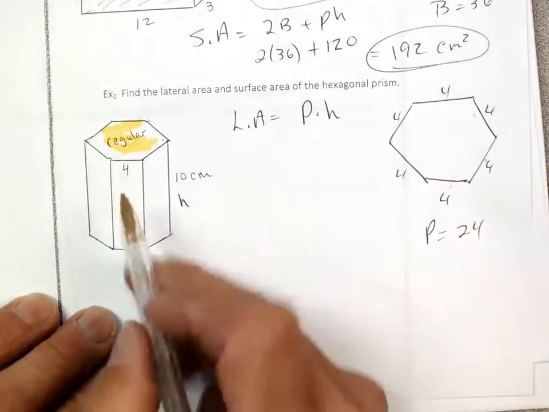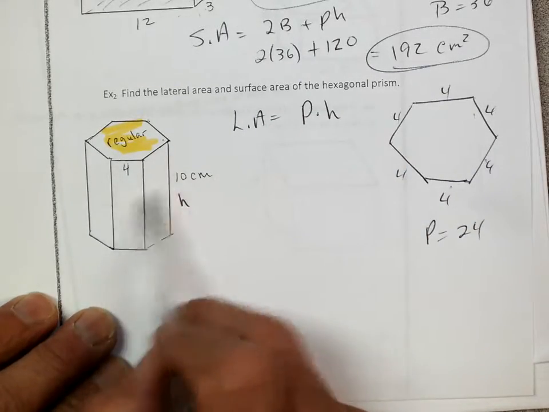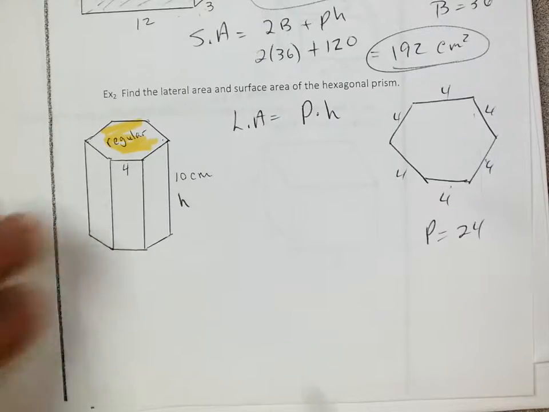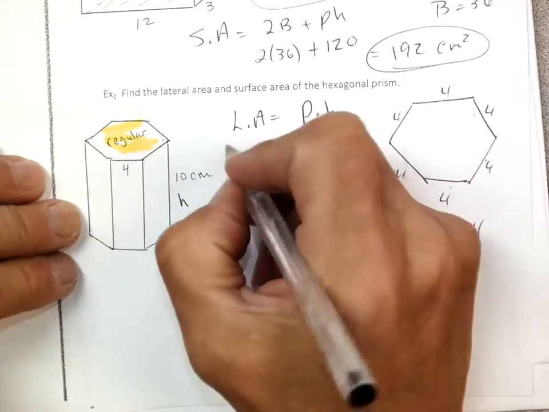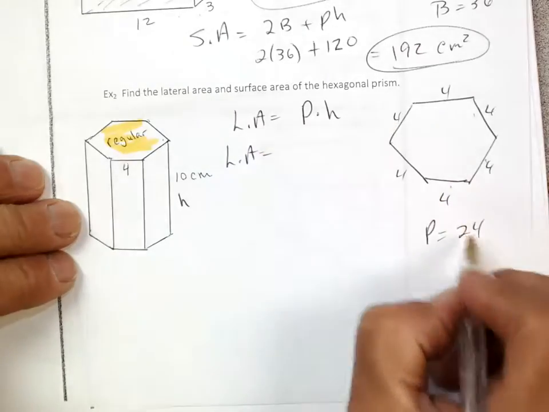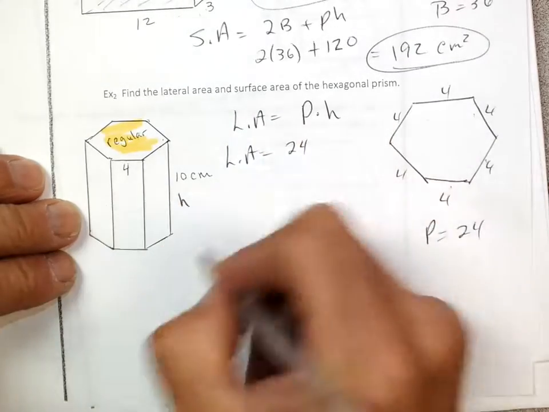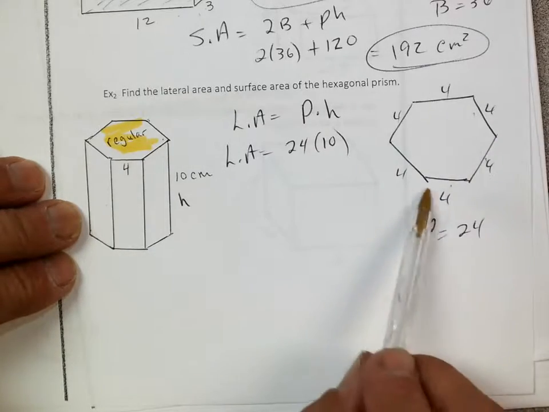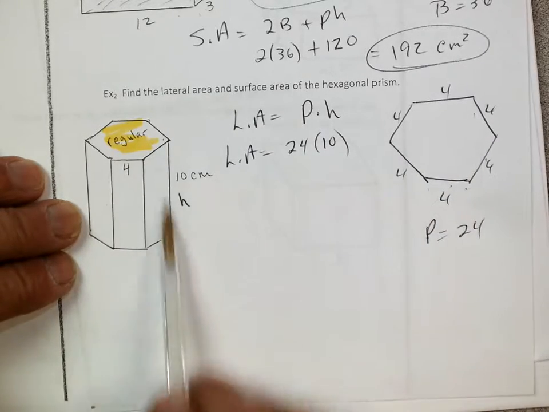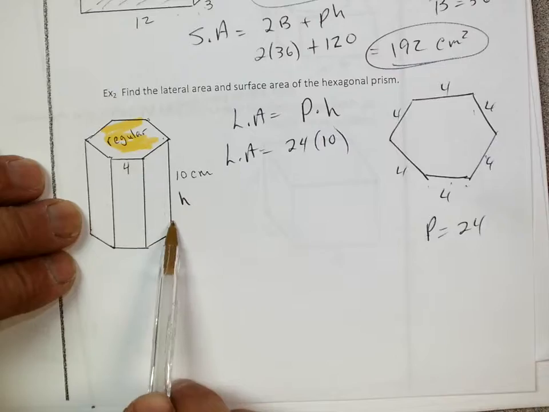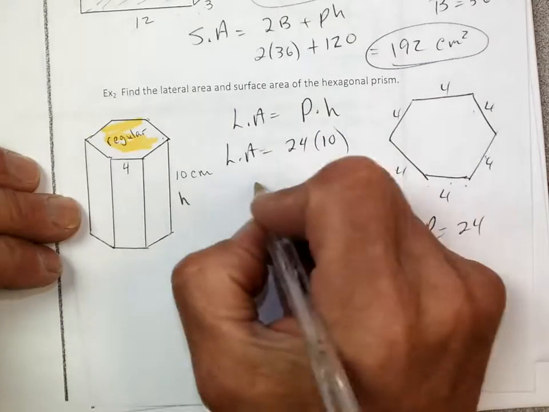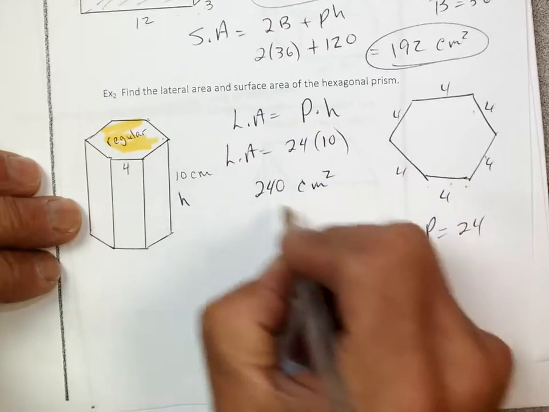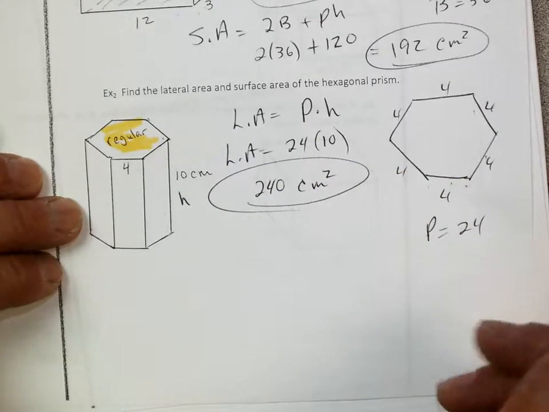So the lateral area, which is just the area of the rectangles, if you're going to unwrap it, it's just the rectangles all the way around. So my lateral area is going to be the perimeter, which is 24, times my height, which is 10, right? My perimeter, which is 24, times my height of the prism, which is 10, which gives me 240, and that's in terms of centimeters squared because it's area. Okay, there's my lateral area.